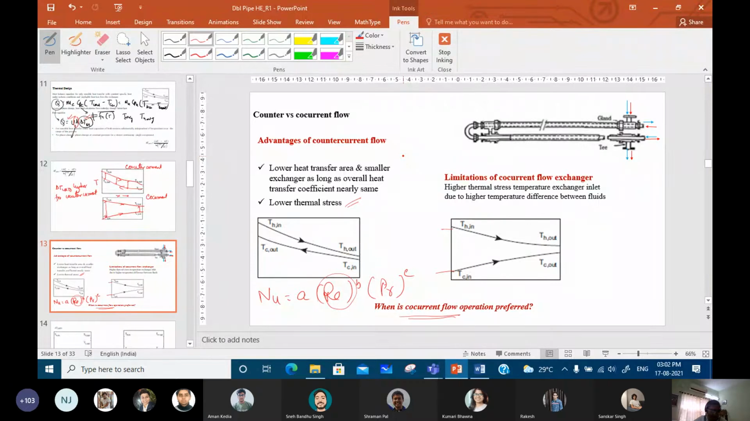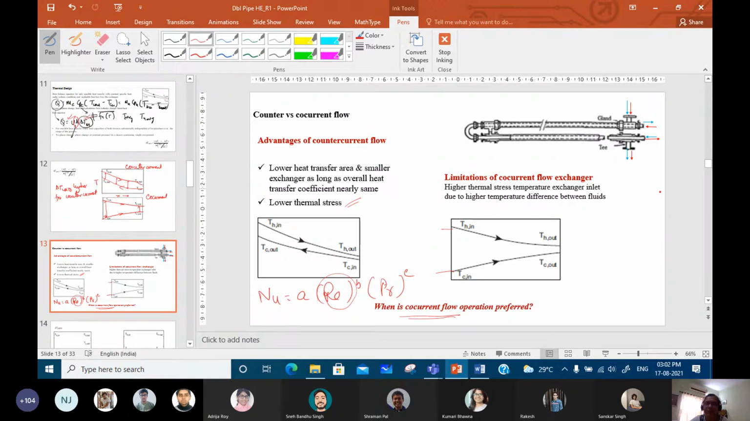See, I'm pretty sure you have done this in your heat transfer class. Adrija Roy. Yes, ma'am. I don't know, we haven't done this previously. Now you tell me, see, this is just common sense.